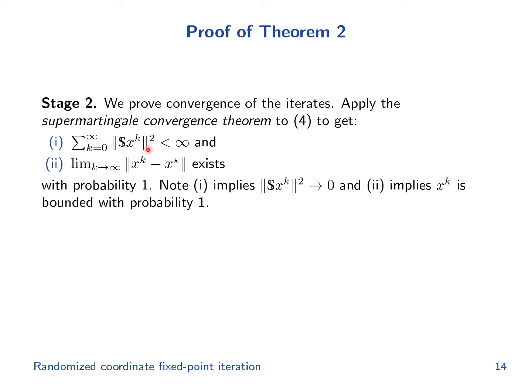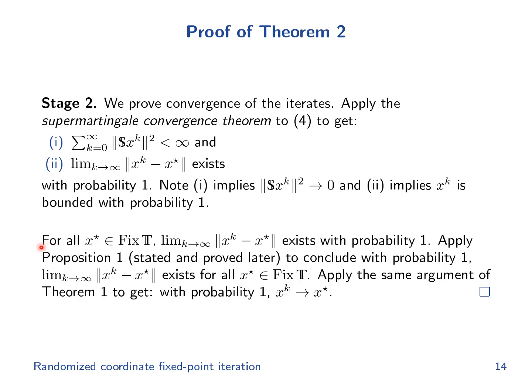So this is basically the square size of the residual at iteration xk. And this says the size of the residual is square summable, therefore the size sequence converges to 0. In the second statement, it says the supermartingale sequence itself converges to a non-negative number. So it implies that this xk sequence is bounded with probability 1.